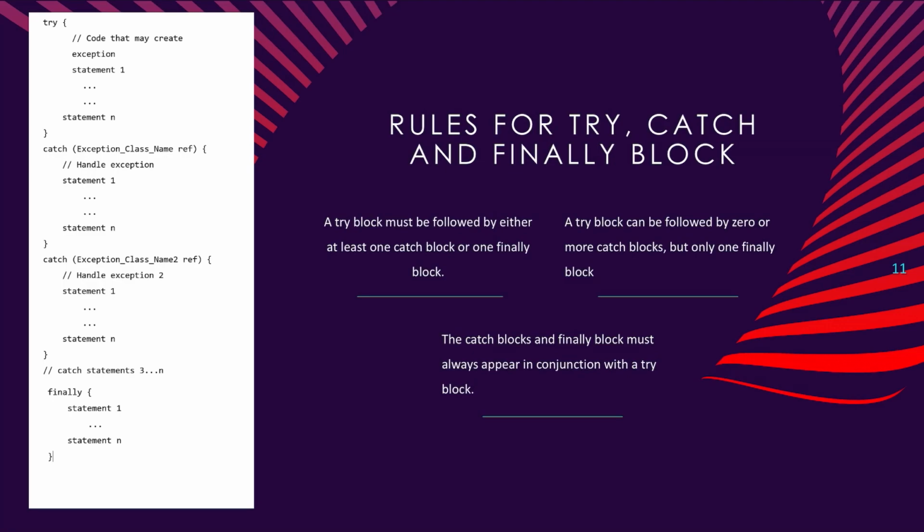Then a try block can be followed by 0 or more catch blocks, but only one finally block. What this means is that if you have a try block and after that you're writing a finally block, there can only be one finally block. There cannot be more than one finally block. And if you're adding a catch block after your try block, you can have multiple catch blocks if you want. That's up to you. And finally, the catch block and the finally block must always appear in conjunction with a try block. So these are the rules for try block, catch block, and finally block.